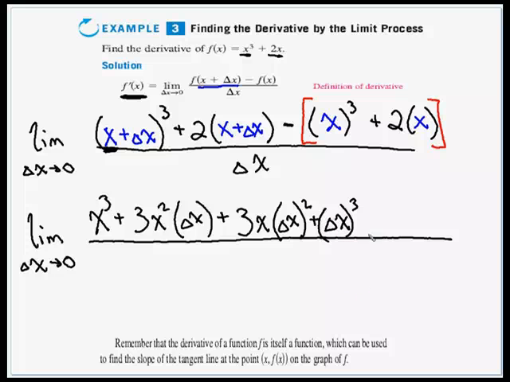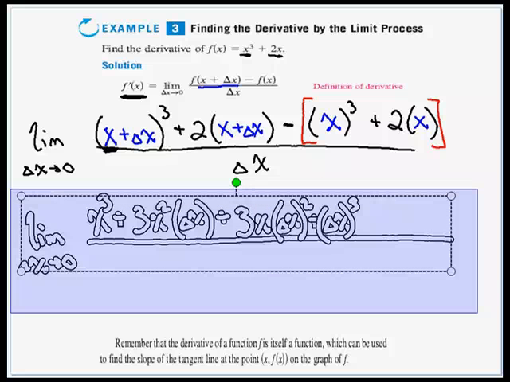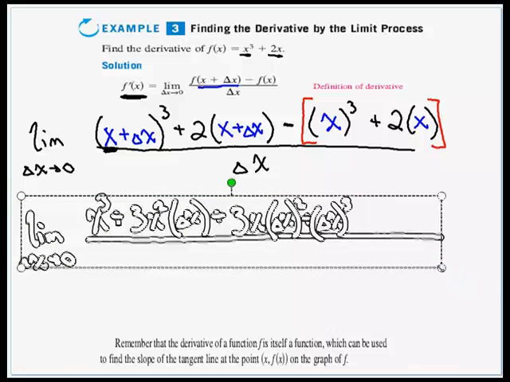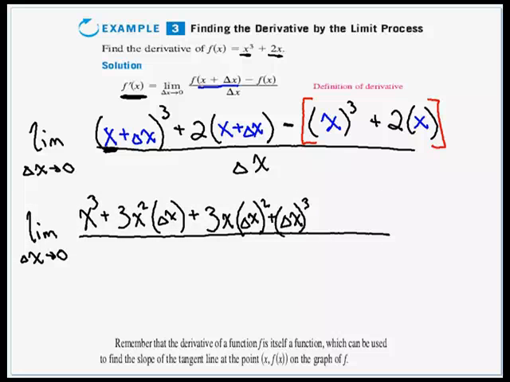I might be running out of room here a little bit. Let me just shrink this up. We'll be able to squeeze it in, just a little bit smaller. Okay, now we've done the binomial to the third power. Now we just got to distribute this 2. 2 times x is plus 2x. 2 times delta x becomes plus 2 delta x. Extend my line. So we got the first part done here.